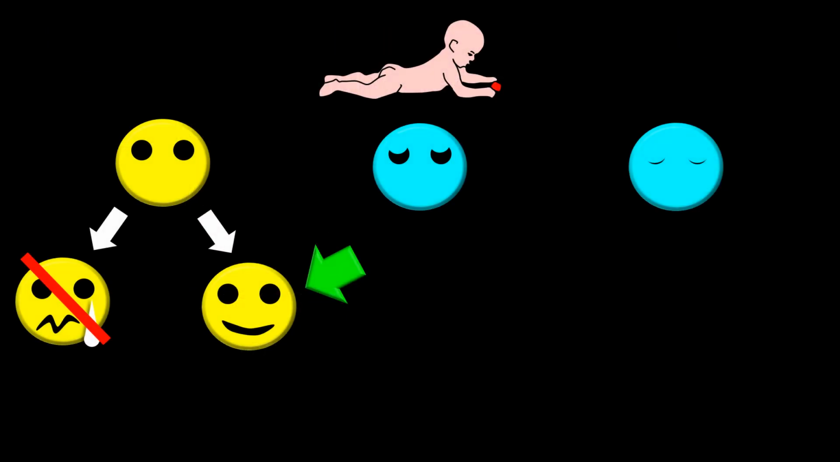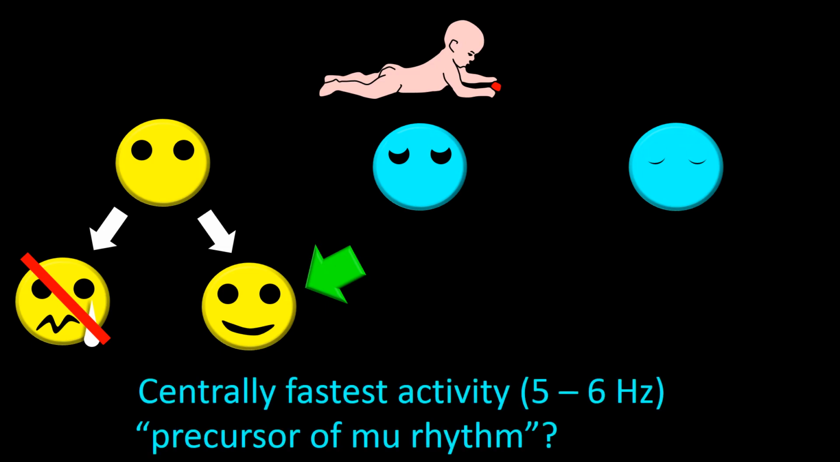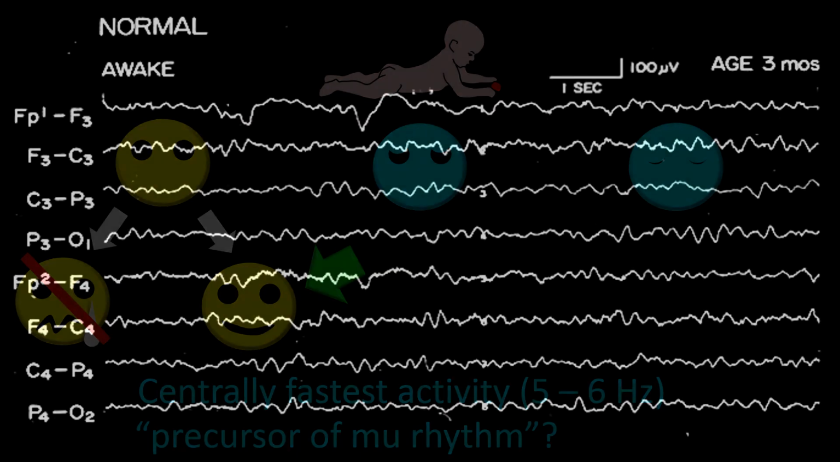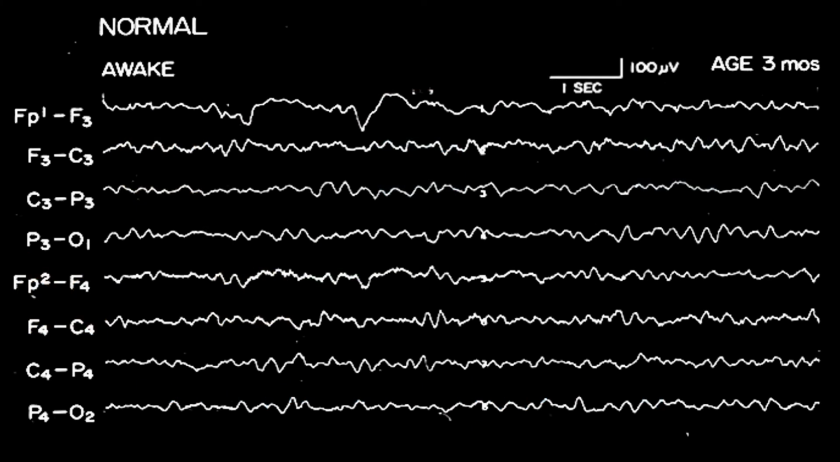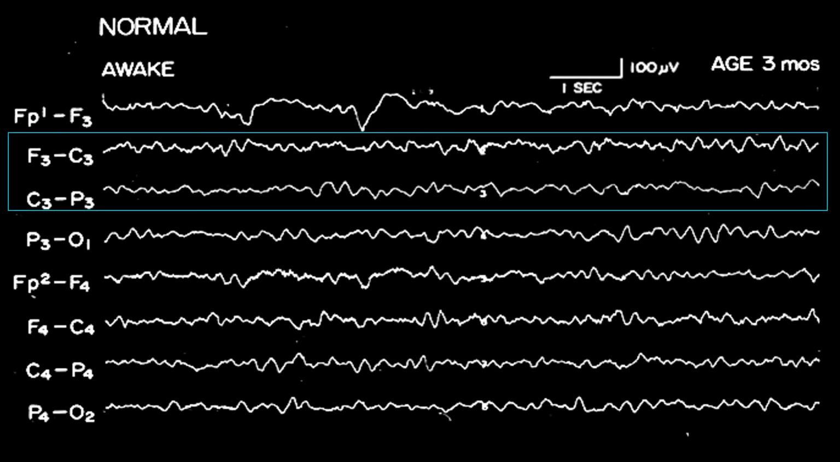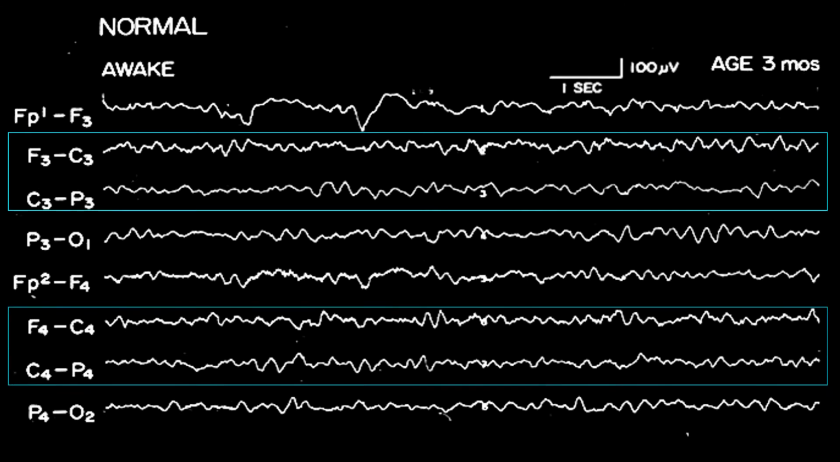During wakefulness in the first 3 months of life, the predominant activity is central. Central activity is considered by some to be a precursor of mu rhythm. This is an example of what I just mentioned. This tracing is of a 3-month-old infant during wakefulness. As you can see, the predominant activity is in the left central region and also in the right central region.